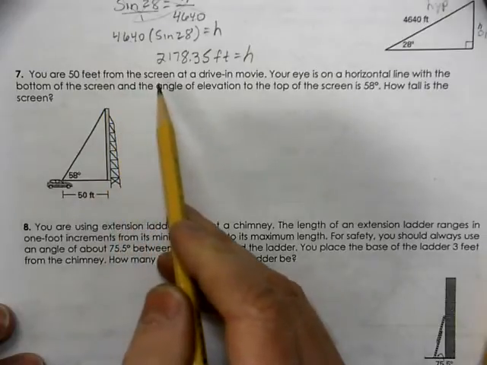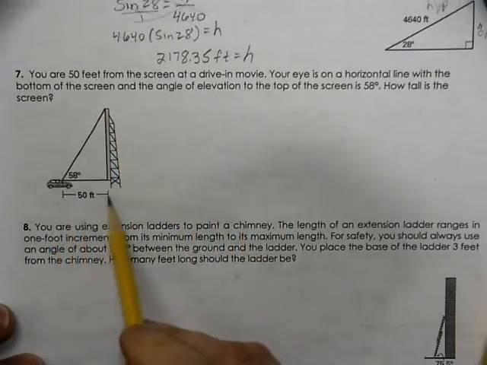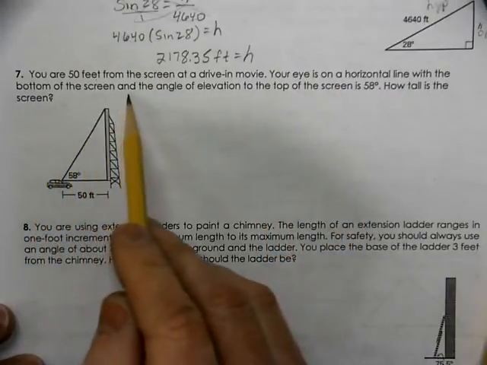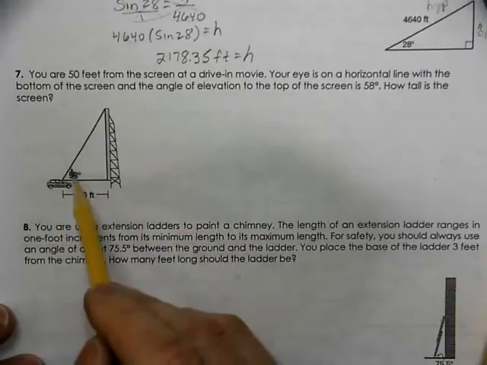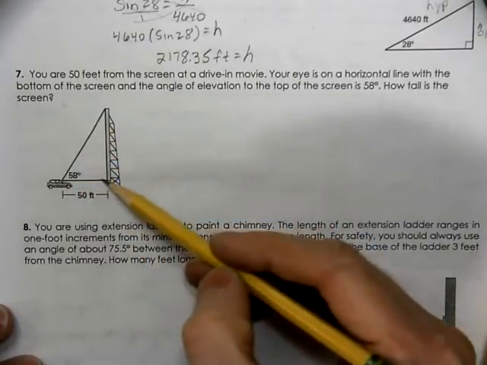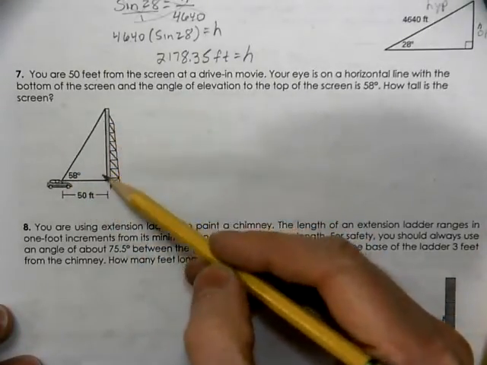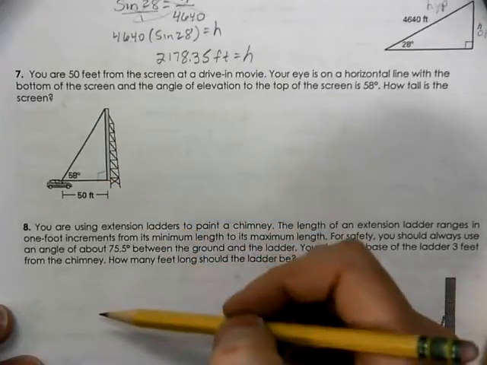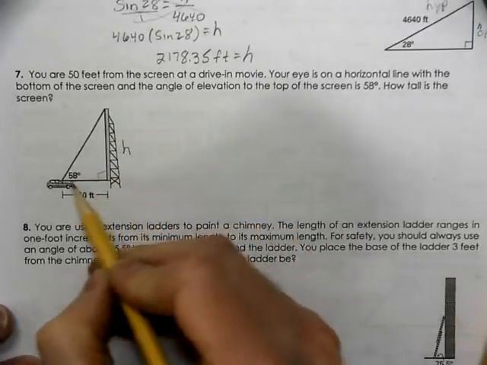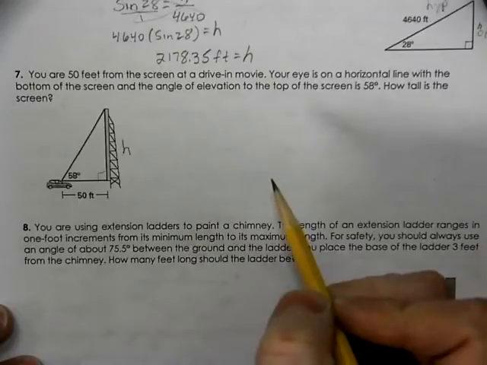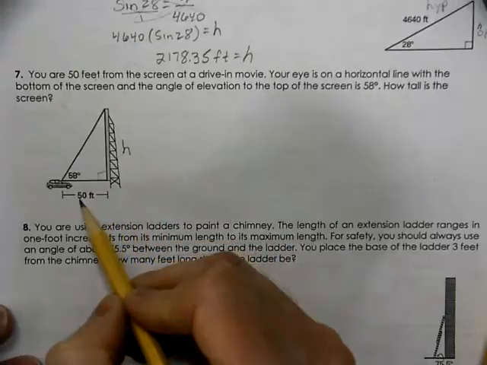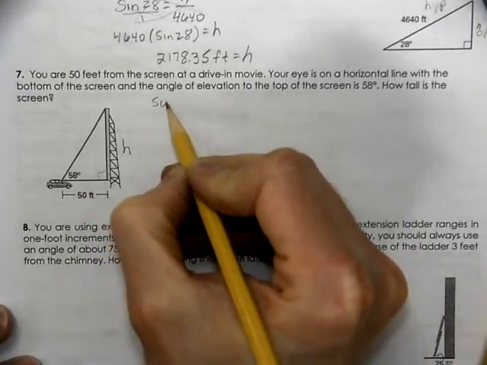You are 50 feet from the screen at a drive-in movie theater. Your eye is on the horizontal line with the bottom of the screen, and the angle of elevation is 58. How tall is the screen? So we make a triangle, and the screen standing up perpendicular, so we know this is a right triangle. We're trying to figure out the height of this screen. So what trig function would we use by the given information? Opposite over adjacent.